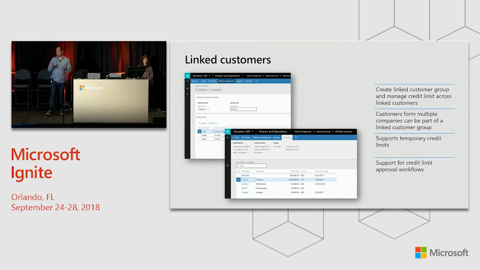Now, I talked about linked customers briefly, but think of linked customer as a customer group, a new way to group customers together and then manage credit limit on that customer group. Now, these customers can be in multiple legal entities. So if you have a customer who is in multiple legal entities, you can obviously combine them together in the linked customers, but you can have other customers also in multiple legal entities and combine them together. They support temporary credit limits too, like on the customer level, and workflow approvals for any changes made to the credit limits on the linked customer account are also supported.